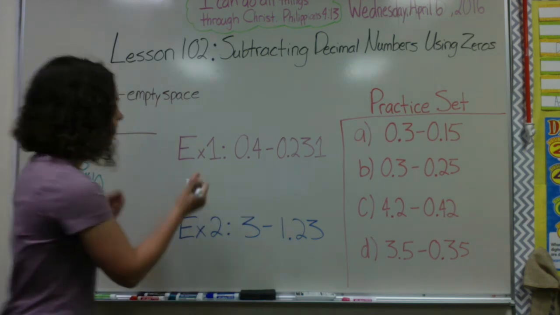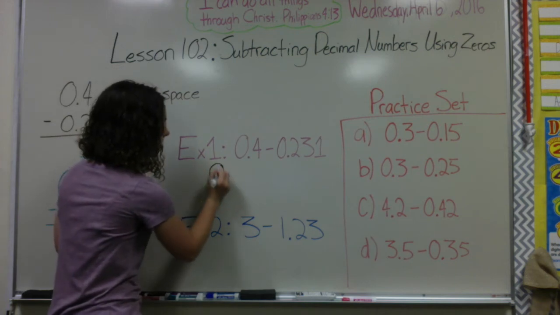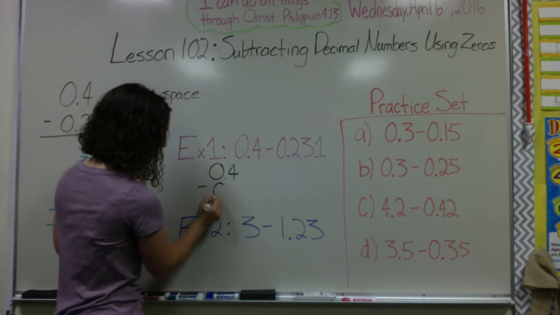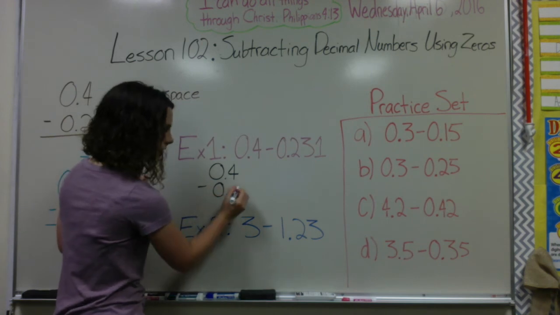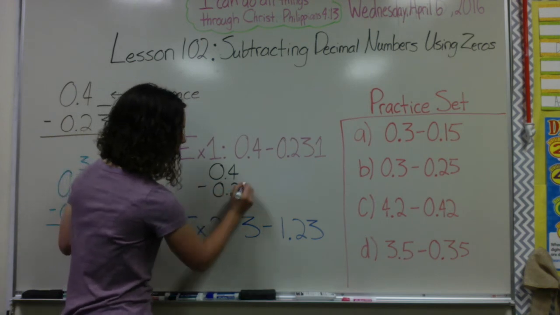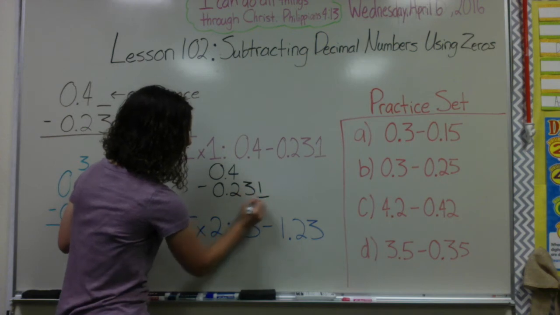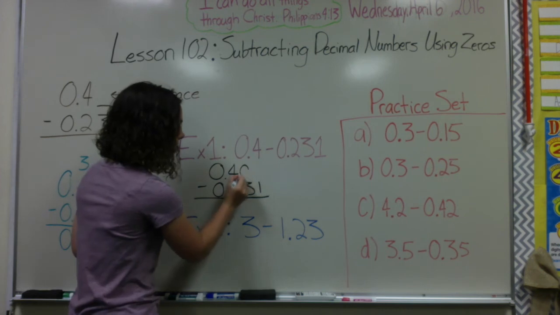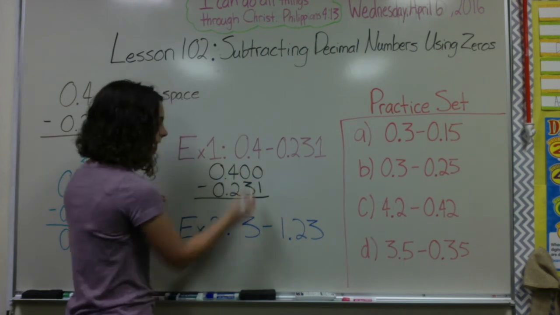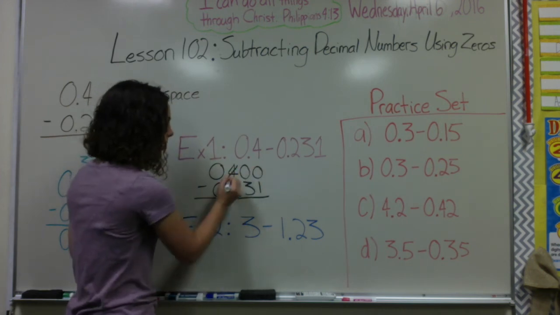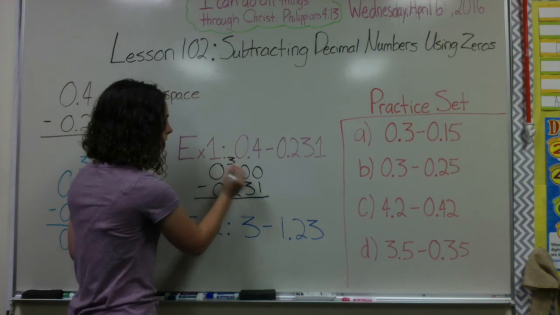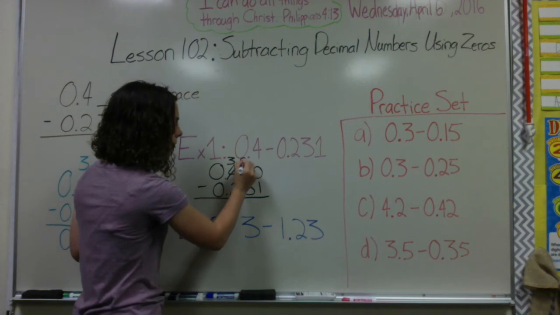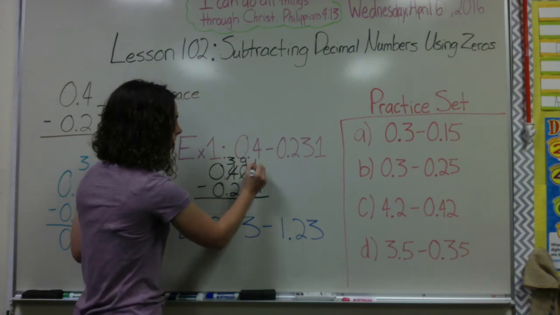We have 0 and 4 tenths minus, very similar to the problem I showed you, 0 and 231 thousandths. Now I have 2 blank spaces up here, so I'm going to plug in zeros. I can't do 0 minus 1, so I'm going to need to borrow from a 4, which becomes a 3. This then becomes a 10, and I still need to borrow, so it will be a 9. And this will be left as a 10.